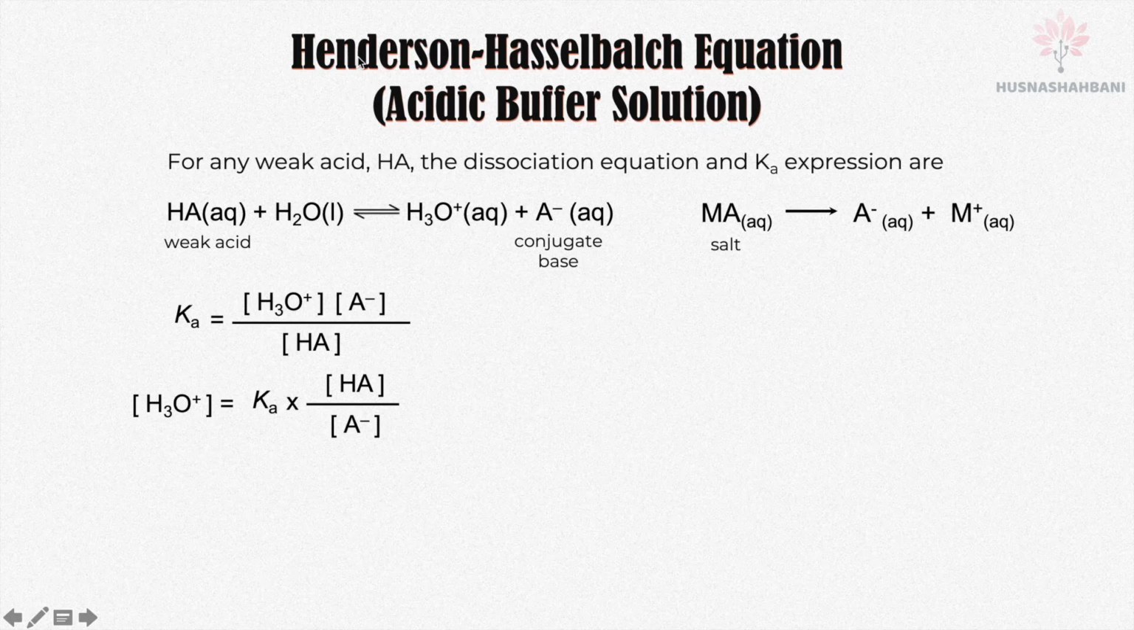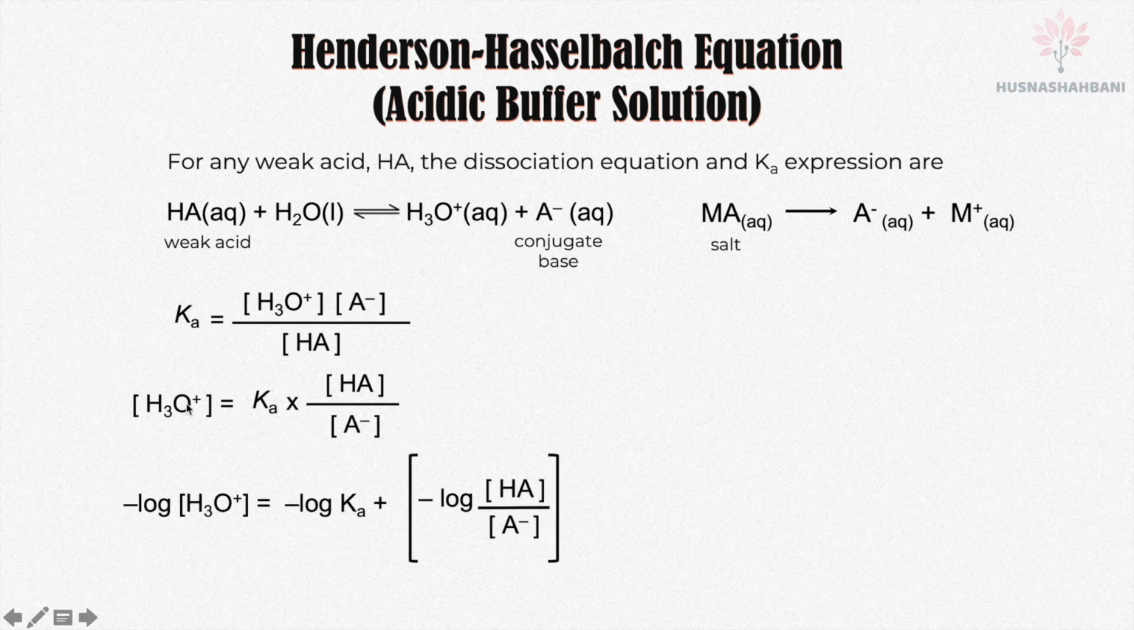In order to write down the Henderson-Hasselbalch equation, from this expression, you take the H3O+ concentration to the left and move Ka over, so it becomes Ka times the HA concentration over the A- concentration, weak acid over conjugate base concentration. That is the concentration of H3O+. You just rearrange this equation with H3O+ as the subject.